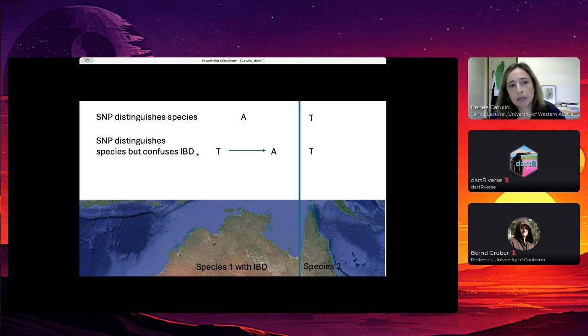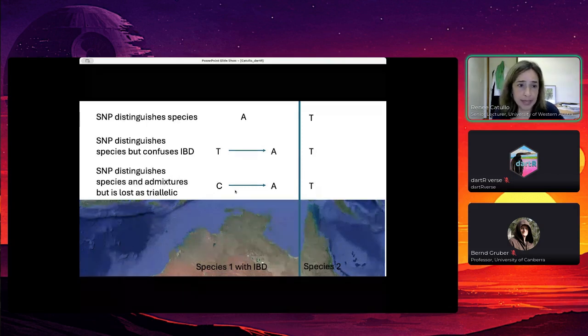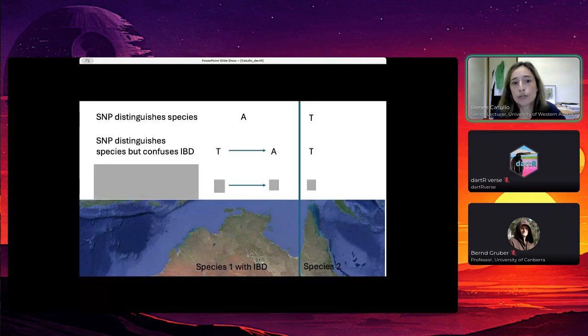And this can create some weird answers for you. The other option we have is that we have a SNP that distinguishes species, so different between the two species, and also distinguishes admixture. But this is lost from your data set because it is triallelic.